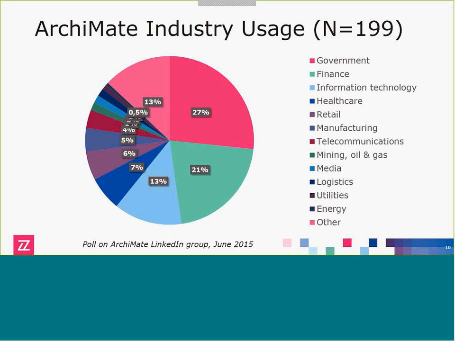Maybe interesting to you, I ran a poll last year on the ArchiMate LinkedIn group to see where ArchiMate typically is used, and as you can see, government and finance and information technology, those are the biggest sectors where you see usage of ArchiMate. But you see an increasing usage in, for example, manufacturing and retail and telecommunications and other areas. So enterprise architecture as a discipline, but ArchiMate as a language in particular, is increasingly used in the less traditional sectors where it grew up.